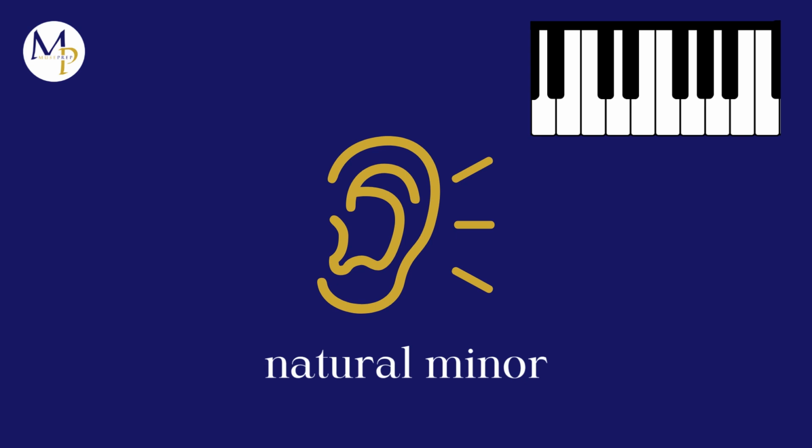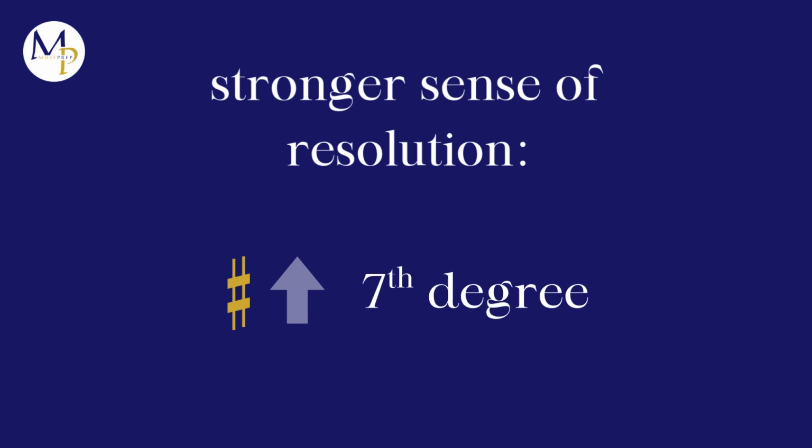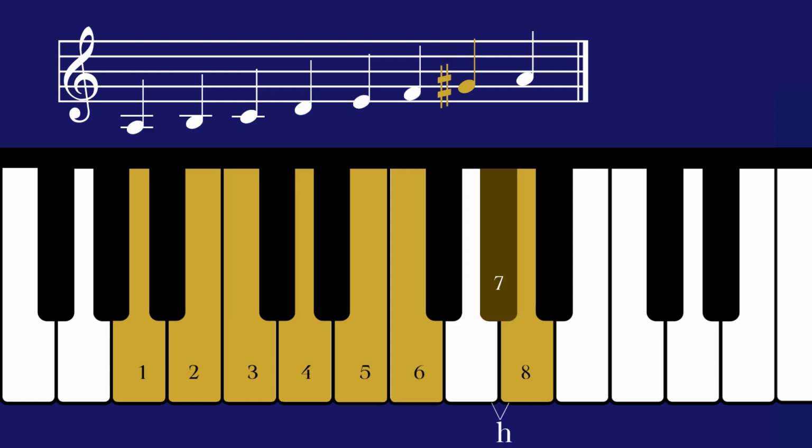To give minor scales a stronger sense of resolution, you can raise the seventh degree. In A minor, this means raising G to G sharp. Now, the interval between the seventh and eighth degrees is once again a half step, and we have a leading tone, just like in the major scale. This version is called the harmonic minor scale.